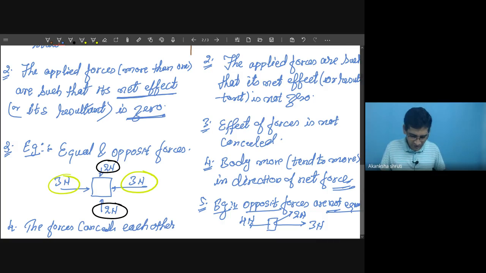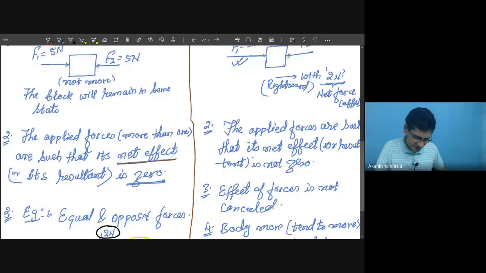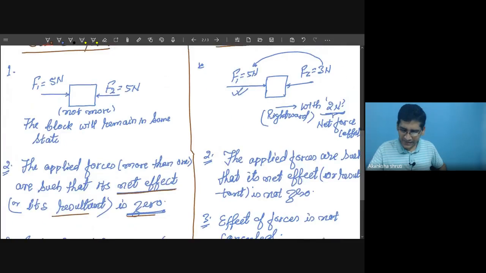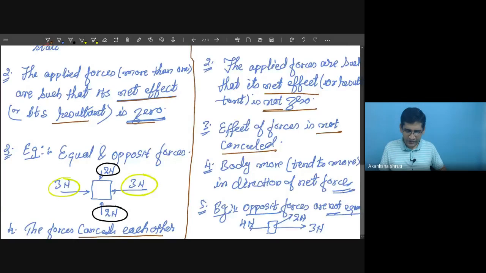Okay, students. So this was about our balanced and unbalanced force. You have to keep these differences in mind. Balanced simply means the net effect or resultant is zero. For unbalanced, the net effect or resultant is not zero. Here these forces are able to cancel each other, but here these forces are not cancelling. Okay, students? So by this you can observe.